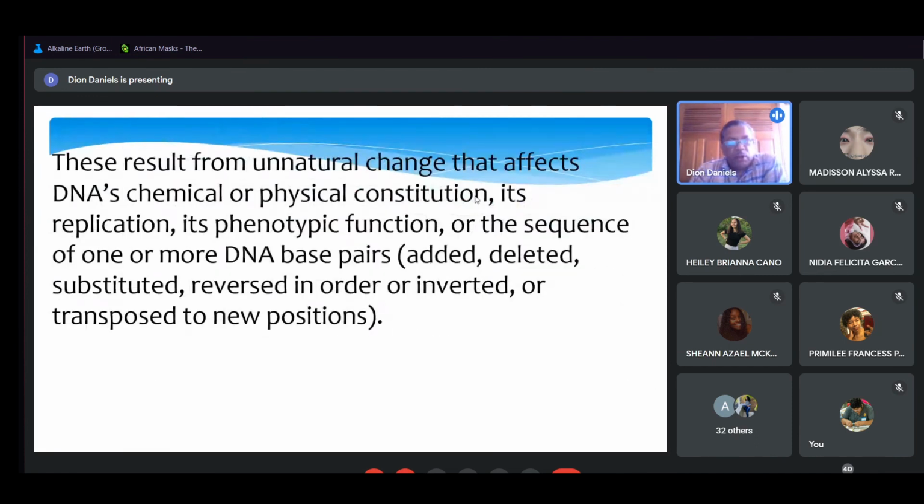These result from an unnatural change that affects DNA's chemical or physical constitution, its replication, its phenotypic function, or the sequence of one or more DNA base pairs. So we're talking about added base pairs, deleted base pairs, substituted or put in reverse order, inverted at 180 degrees, or transposed to new positions.